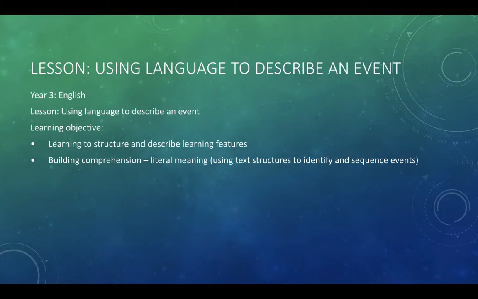Lesson. Using language to describe an event. As the planned lesson objectives were aimed to build the students' knowledge of exploring language structure and features, including comprehension, literal meaning, using text structures to identify and accurately sequence events, the planning of the lesson itself required resources to consolidate student learning, with additional responsibility to effectively support developing English language skills.